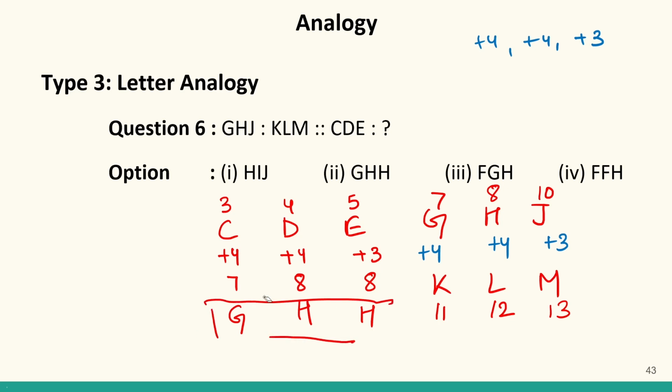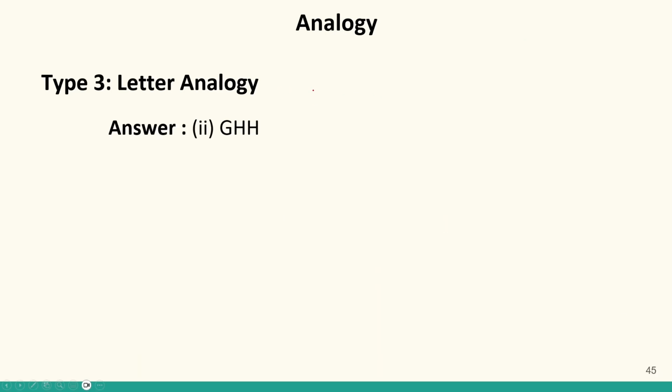This will be the code. And GHH is in option number 2. So option number 2 will be the correct answer. So this concludes our letter analogy. This was the last question in letter analogy. GHH, option number 2. So in today's class, we completed 3 types of analogy questions.